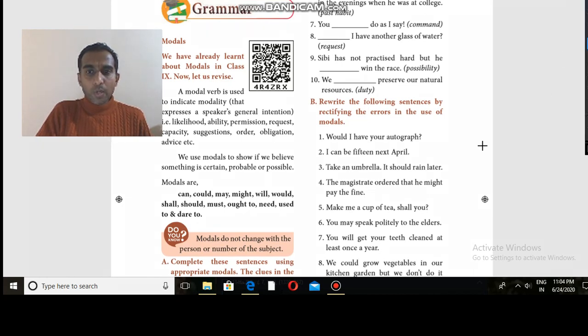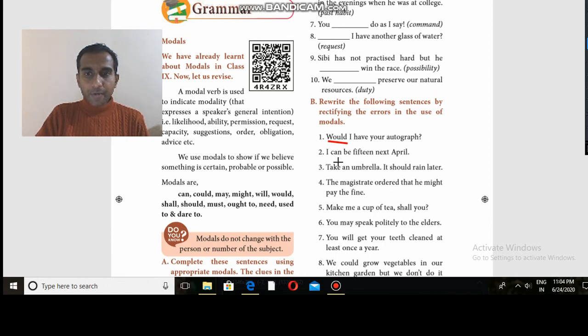Now, would I have your autograph? So this is the modal here. Now you will know that this is not the correct modal verb which should be used there. So it should be replaced by could. You can write the answer over that in your textbook. Could I have your autograph? Then the second one.